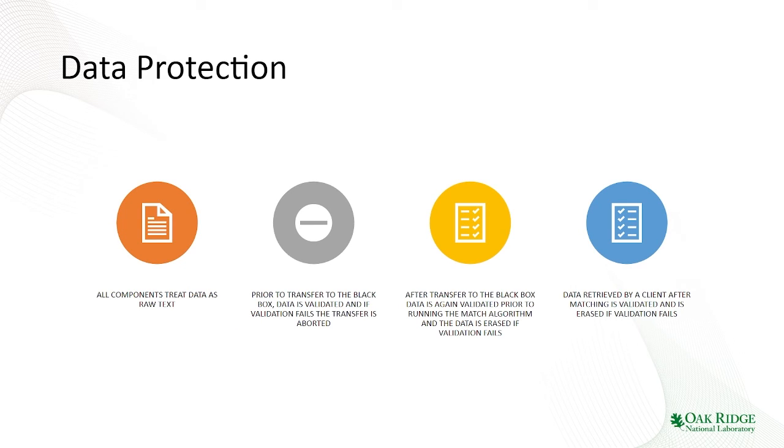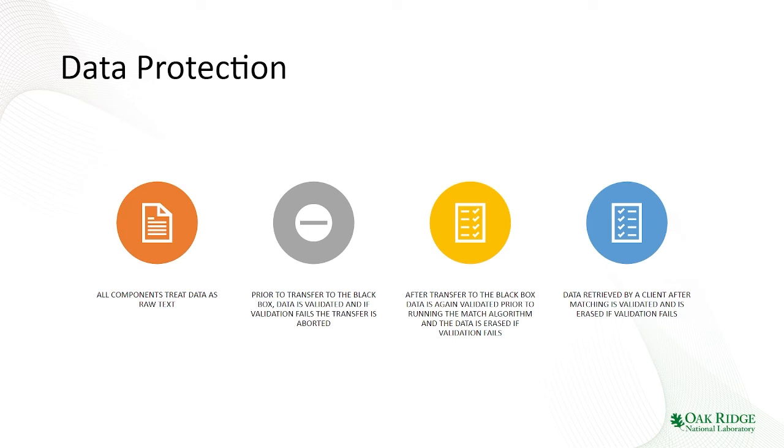So, how about data protection? All the components treat the data as raw text, and we are careful to do that. We don't use languages that might allow you to interpolate into the strings. We are very careful of saying this is raw data that's supposed to have a structure to it. Prior to transfer to the black box, the data is validated. So the client validates the structure of the data. It has to be in this specific format.